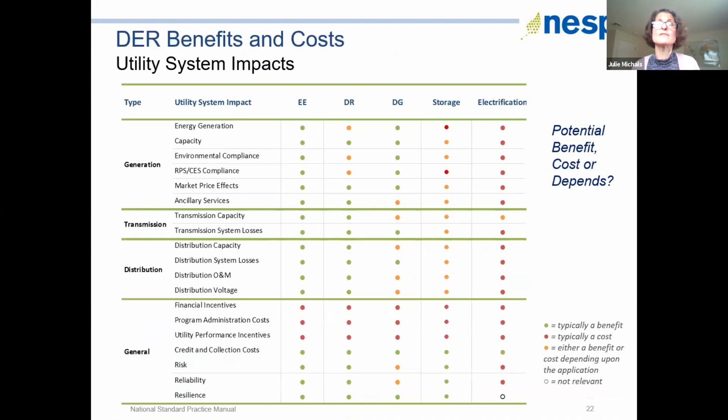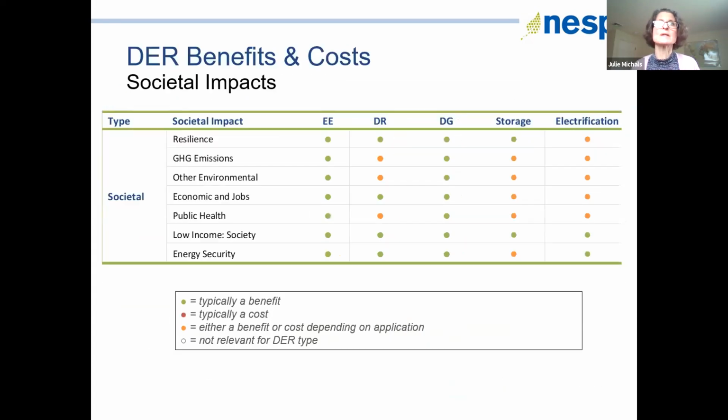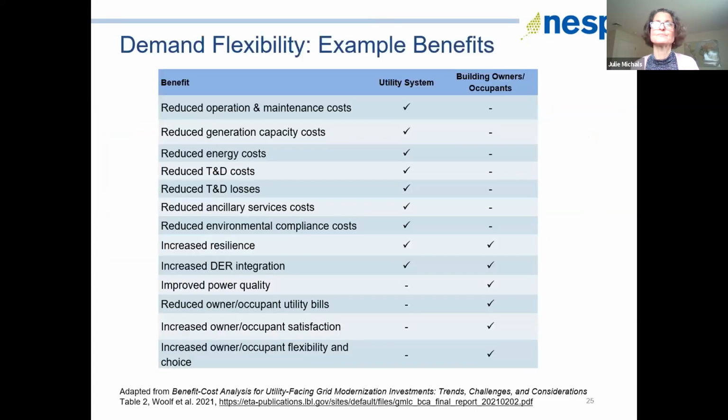The NSPM further gives a flavor of how these factors will affect whether something is a net cost, a net benefit, or it depends, and hence you have this color coding. This is looking at utility system impacts for the different DERs, where red is typically a cost, green is typically a benefit, and orange or yellow is, well, it depends. You have to understand what use case you're looking at and what the different factors are that might affect the magnitude of an impact, cost, or benefit. Similarly for host customer impacts, as well as for societal impacts.